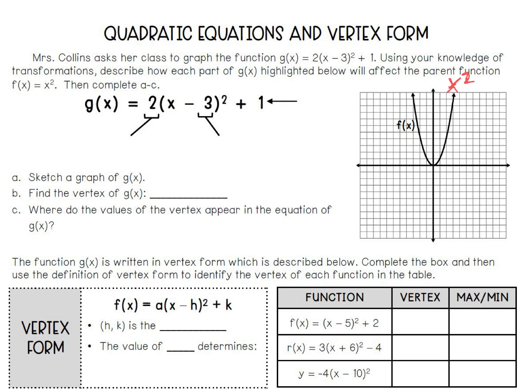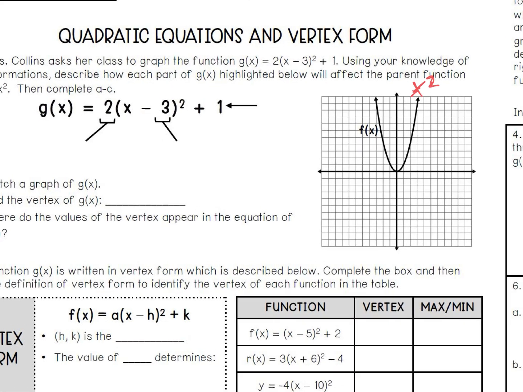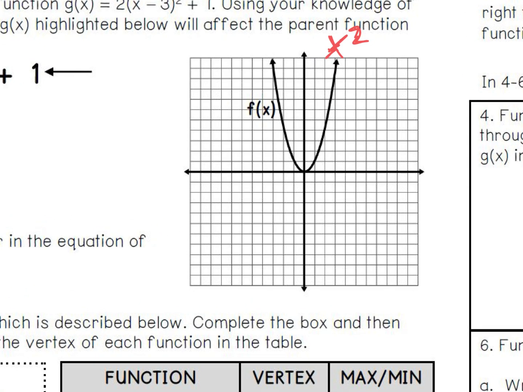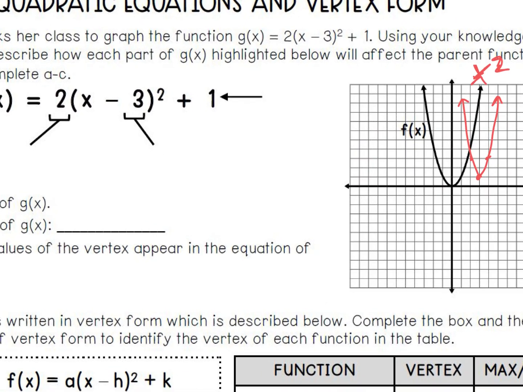So I'm going to zoom in here so I can draw it like you did. And it went up by 1 and it was narrower. So it went over 3 to the right. It went up 1 and then it was narrower. Like this. Yes?